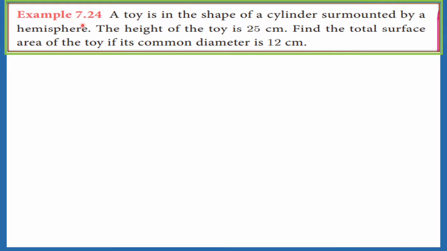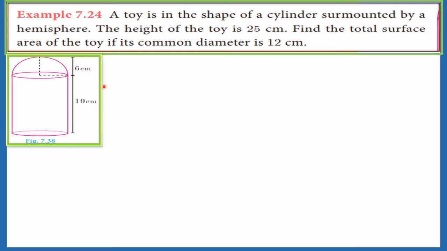Example 7.24. A toy is in the shape of a cylinder surmounted by a hemisphere. See here, a toy is in the shape of a cylinder surmounted by a hemisphere. The total height of this toy is 25 centimeter. Diameter equal to 12 centimeter. We know radius equal to half of the diameter. Find the total surface area.